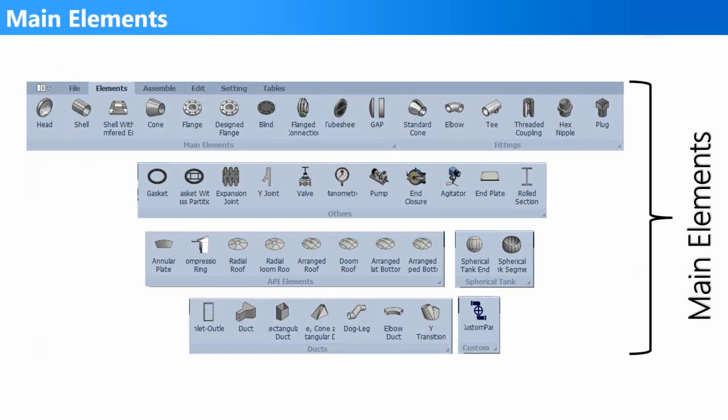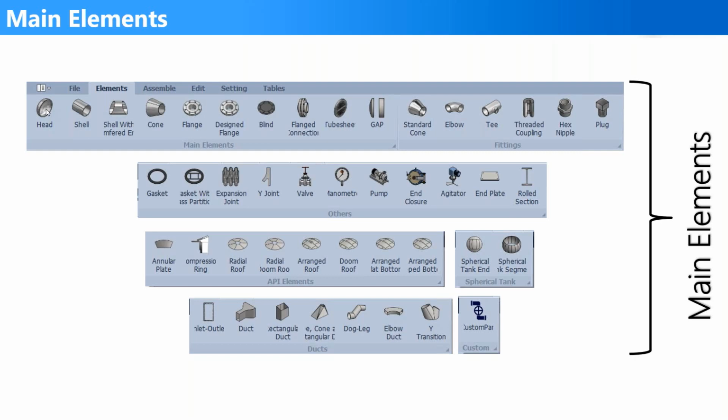Okay, now for the main elements, you will find different main elements. You can use them to generate the main equipment body. Here, the most important elements at the beginning of the main elements tab are shell and head. And in each of those elements, we have many different configurations and types.